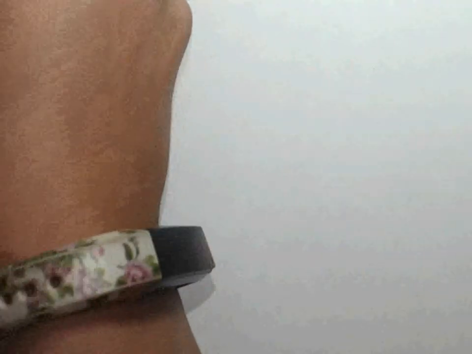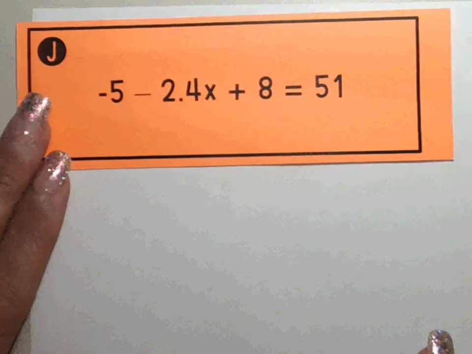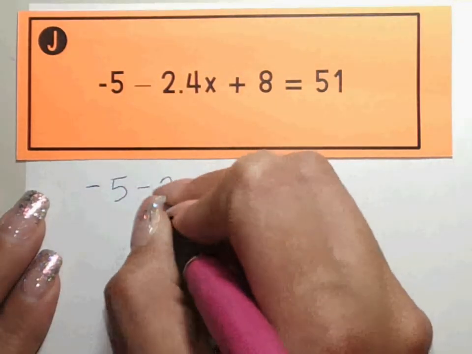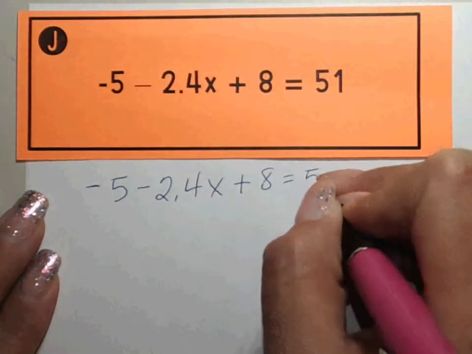Alrighty, so the question that we're looking at is this equation. So I'm just going to rewrite it. I have negative 5 minus 2.4x plus 8 equals 51.